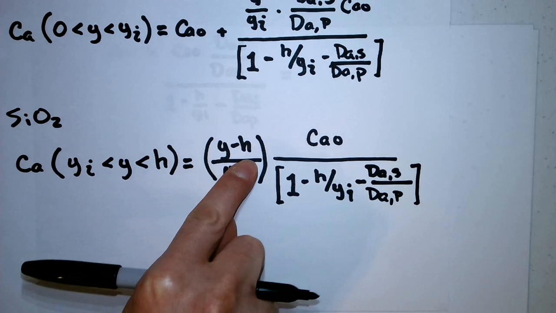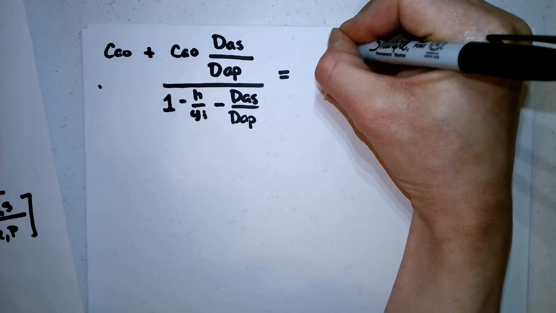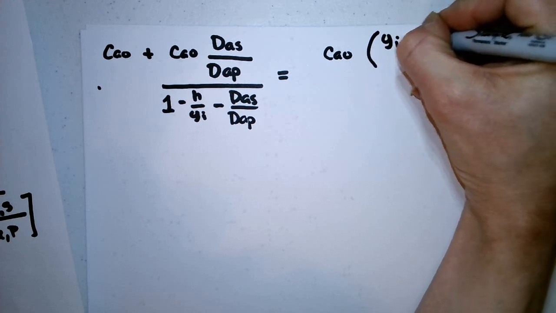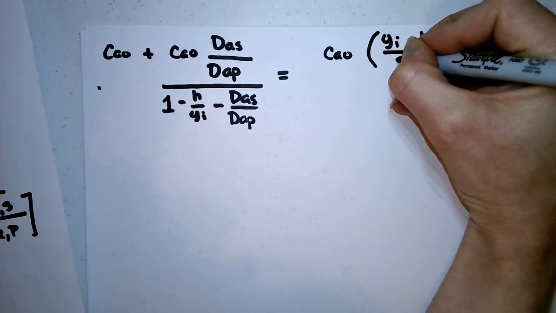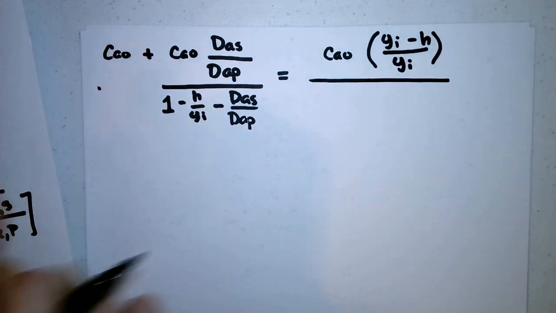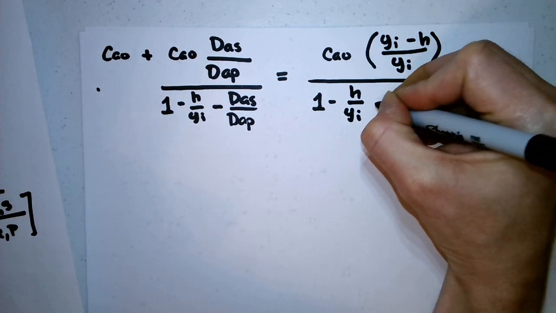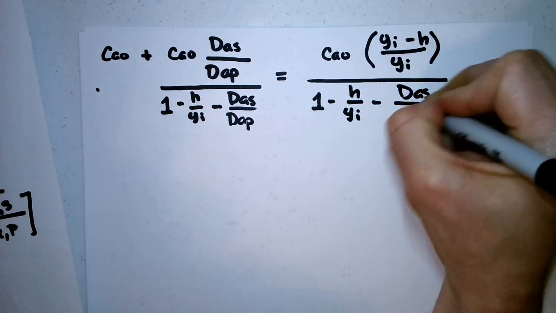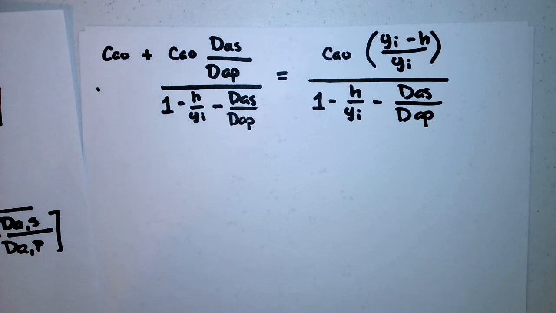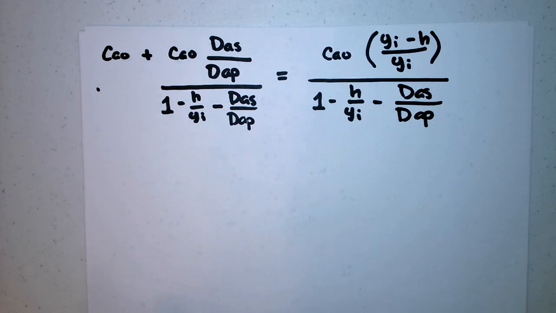And so this will be equal to, if we plug in a y sub I down here, let's just plug in the y sub I and rewrite this for now. We'll write CAO times y sub I minus h over y sub I. This is all over 1 minus h over y sub I minus this ratio. All right, so hopefully these things are equal. I think in a couple of steps here we'll be able to show this.